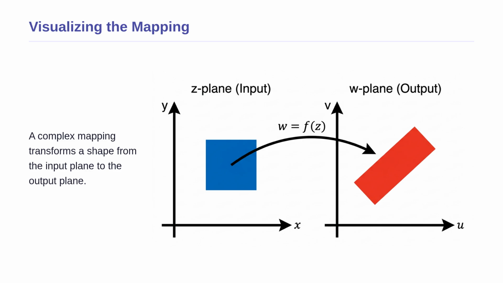Before we calculate anything, let us see this visually. On the left, you're looking at the z-plane, our input world. Notice the horizontal x-axis and vertical y-axis, and the simple blue square resting there. On the right is the W-plane, our output world, with its own U and V axes. The curved arrow in the middle represents our function, f of z. It takes every single point of that blue square, processes it, and maps it to the right side. The result is the red shape, which has been stretched and rotated into a rectangle.